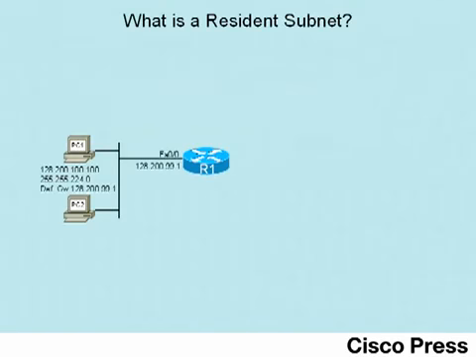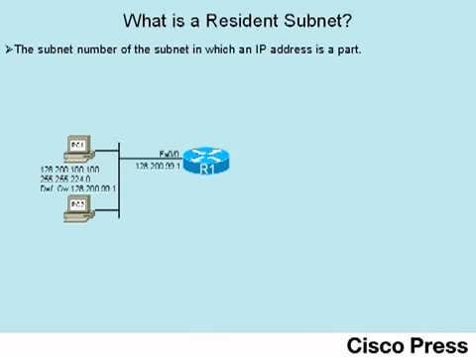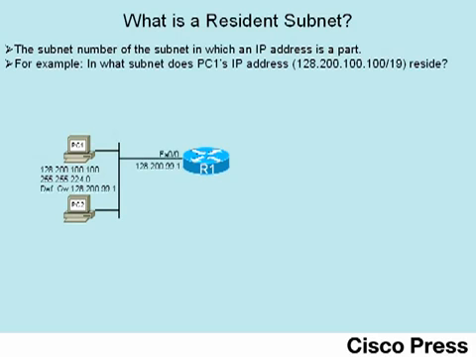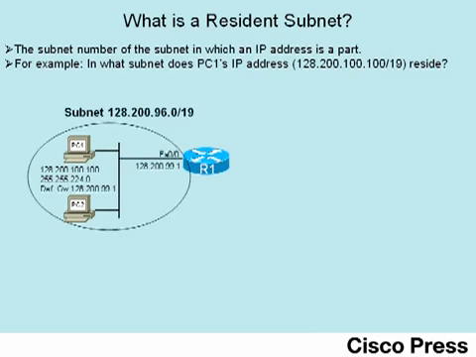Before taking a look at the process, let's take a closer look at what I mean by resident subnet. Every IP address assigned to a host when subnetting is used is inside a single particular subnet. So the resident subnet is the subnet number of the subnet in which an IP address resides or is a part of. For instance, here in the figure we have PC1 and it's been assigned an IP address of 128.200.100.100 and it's got a mask of /19 or 255.255.224.0. Now the question is, what is the subnet number in which this IP address resides? As it turns out, the subnet number is 128.200.96.0 with that same /19 mask.